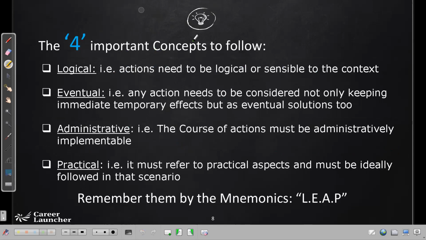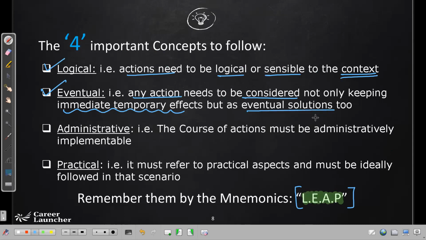So the four very simple concepts, as a mnemonic that I prefer my students to use to handle these questions, are the LEAP method. What is the LEAP? It's logical, that actions need to be logical or sensible to the context of what we're discussing. Then eventual, so course of action is not about the immediate solutions to problems, it's about eventually what are we going to do. So any action that needs to be considered should keep not only the immediate temporary effects but the eventual solutions once and for all in mind.